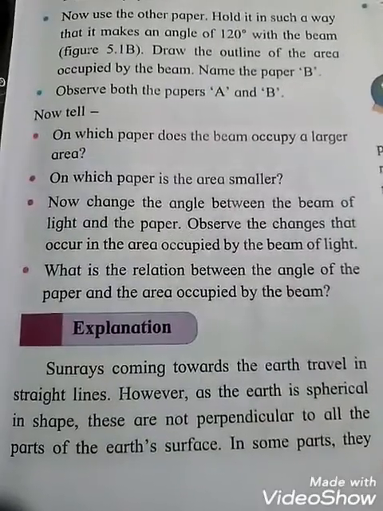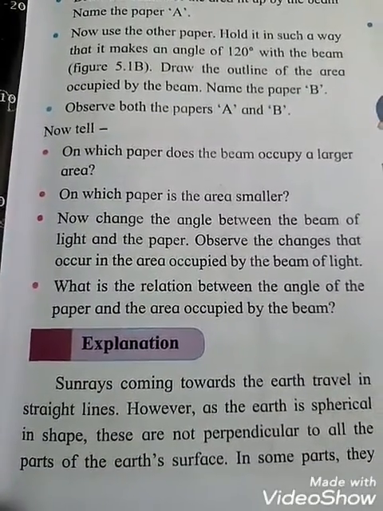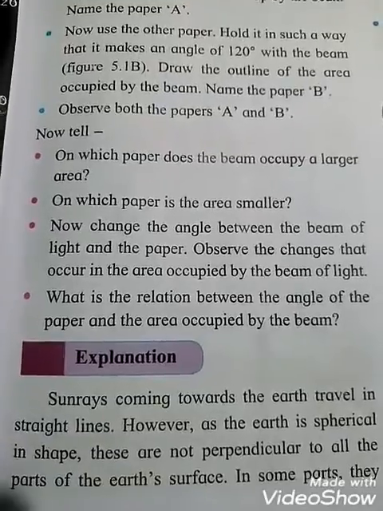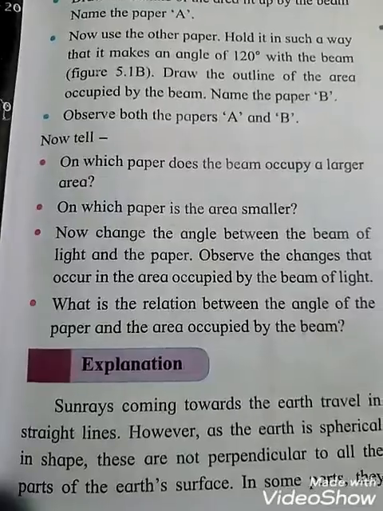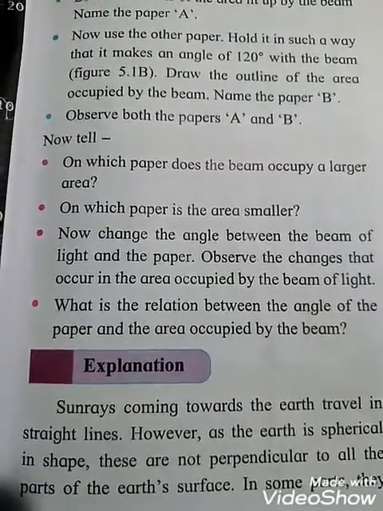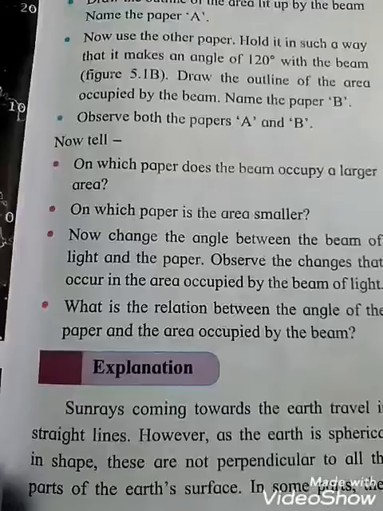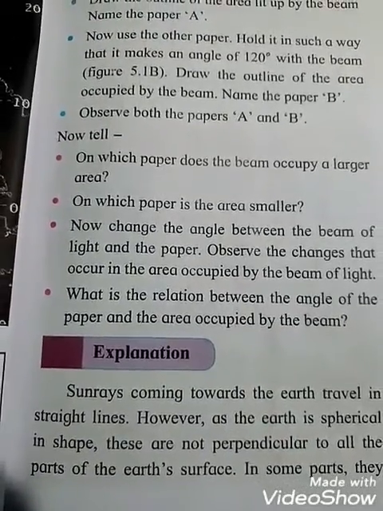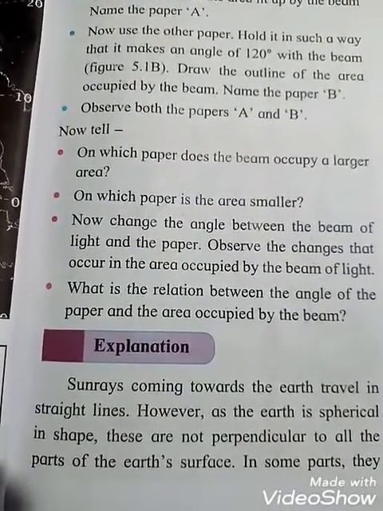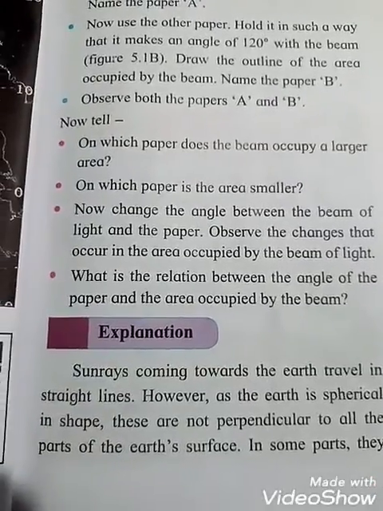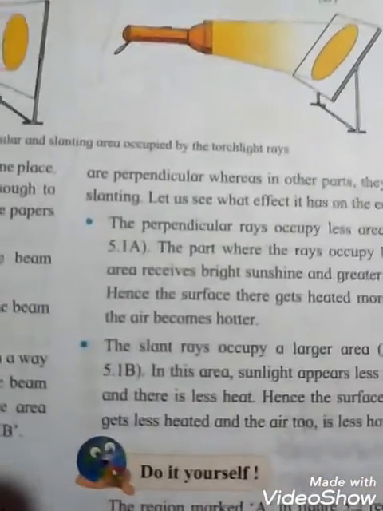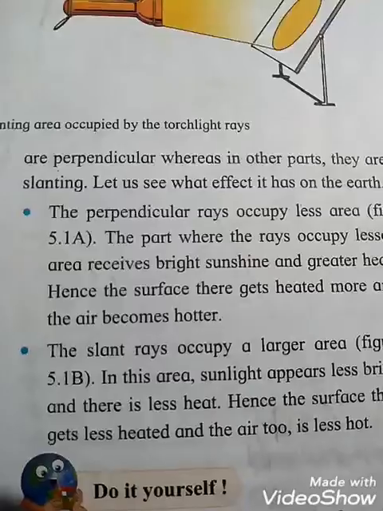Sun rays coming towards the earth travel in straight lines. However, as the earth is spherical in shape, these rays are not perpendicular to all parts of the earth's surface. You all know that we get sun rays because of the sun, and you know students, the earth is spherical in shape. So in some parts they are perpendicular, whereas in other parts they are slanting.